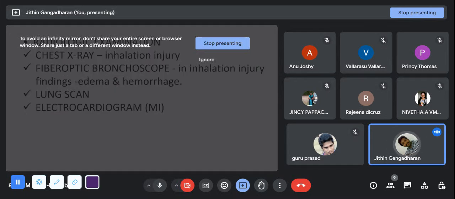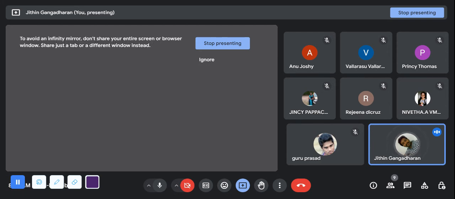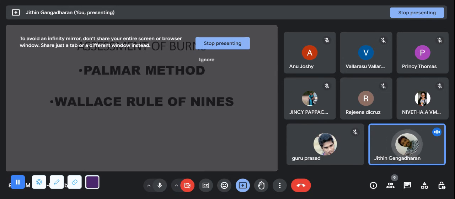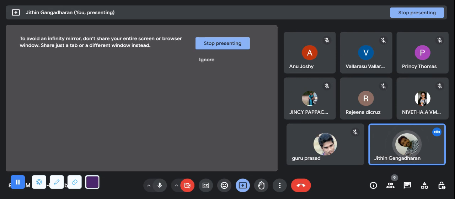So to understand the further things, we have to do the chest examination to assess whether there is an inhalation injury or not. Fiberoptic bronchoscopy, again in case of inhalation injuries. Lung scans. ECG to understand the MIs. Now, what is the assessment of the burns? Palm method. Wallace rule of 9. So, we shall see one by one. Palm method. Kindly study these things, dears. These are usually asked questions.